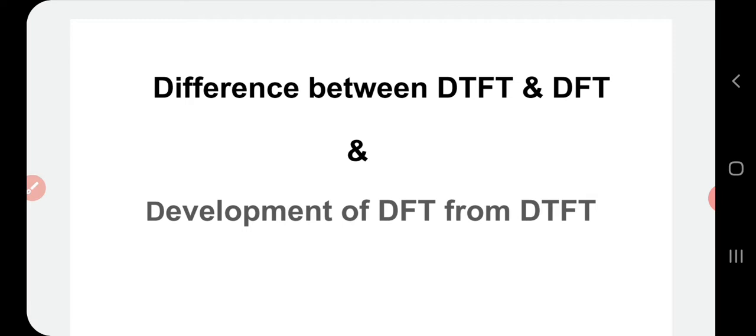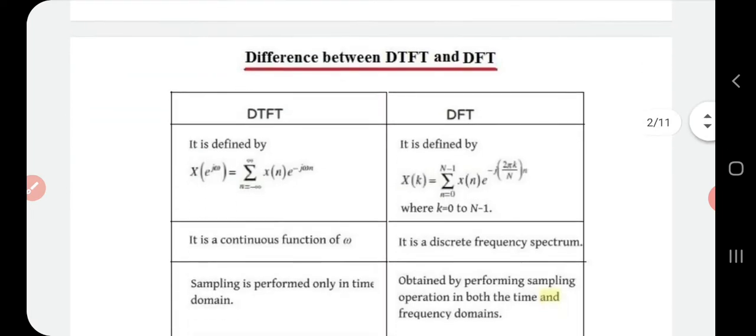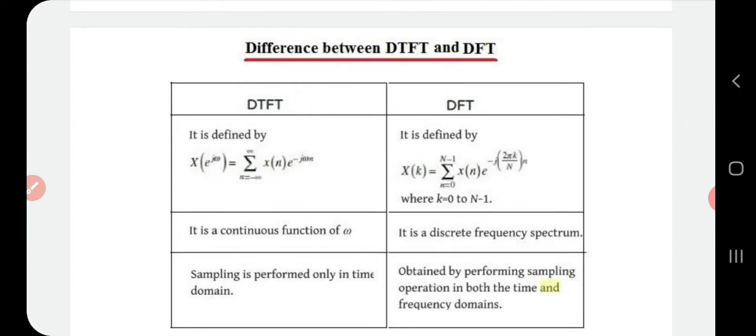So straight away we'll go to the differences. The first difference between DTFT and DFT is in its expression itself. DTFT is represented by X of e raised to j omega equal to summation over n from minus infinity to plus infinity x of n e raised to minus j omega n, whereas DFT is represented as X of k equal to summation from n equal to 0 to N minus 1 x of n e raised to minus j 2 pi k by N, where k equal to 0 to N minus 1. So here we can note that in DTFT the summation is from n equal to minus infinity to plus infinity, whereas in DFT the limit is finite, that is from n equal to 0 to N minus 1.